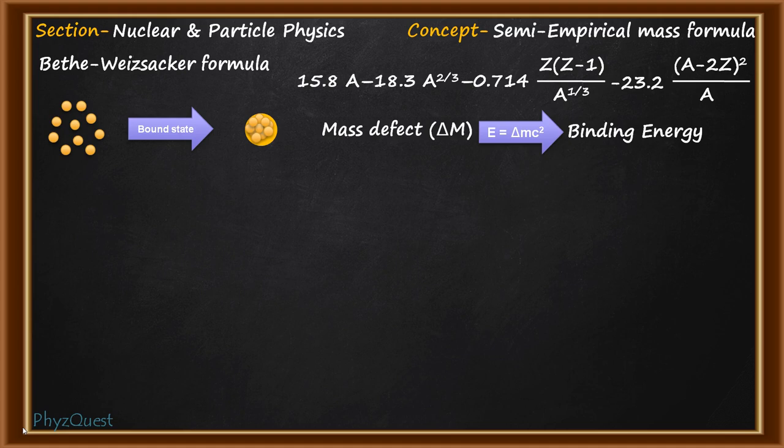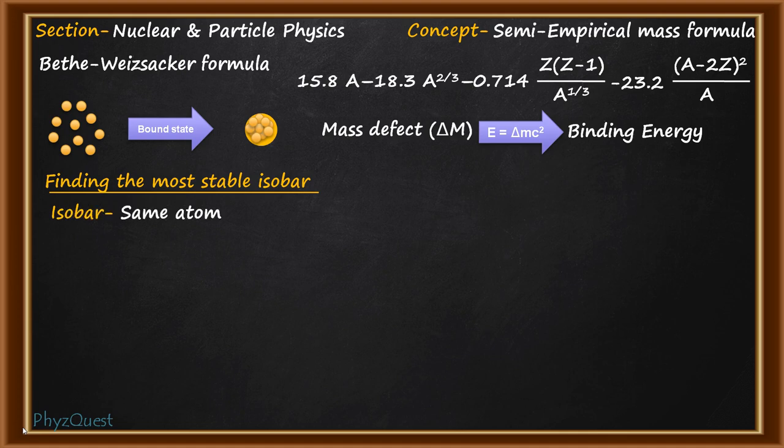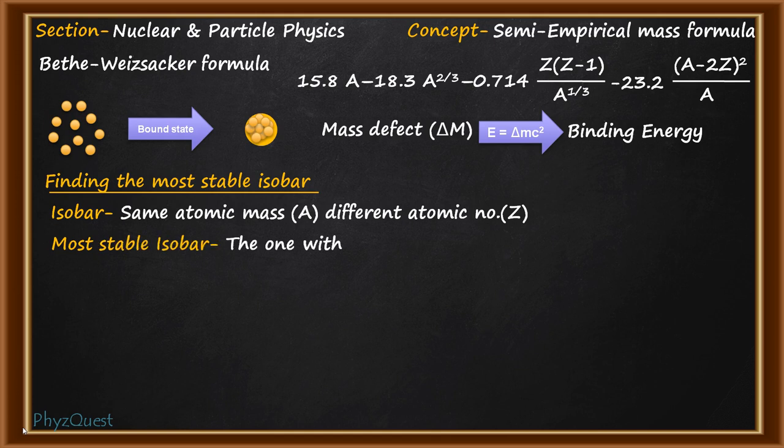So this Bethe-Weizsacker's formula provides a refined expression of the binding energy, which is composed of a certain number of terms expressed in terms of mass number A and atomic number Z, along with some coefficients. One application of this formula is to find out the most stable isobar for a given mass number A. The definition of isobar is same atomic mass but different atomic number. Most stable isobar means the one with maximum binding energy.